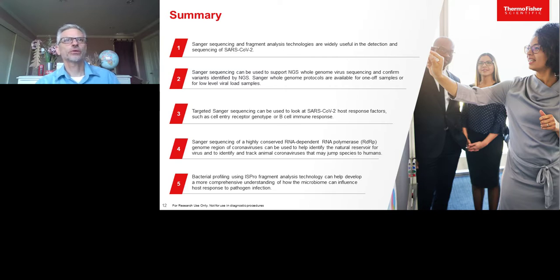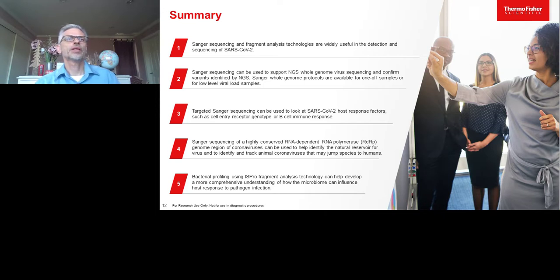Targeted sequencing can be used to look at SARS-CoV-2 host response factors, such as the sequence of ACE2 receptors, which the virus binds to gain entry to the cell, or can be used to look at the immune response, look at the antibody sequences that are produced from individual B cells by sequencing of the variable regions.